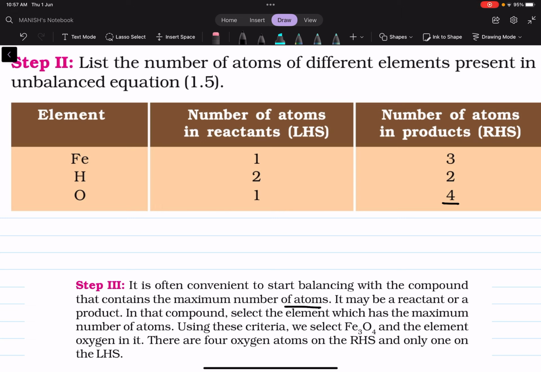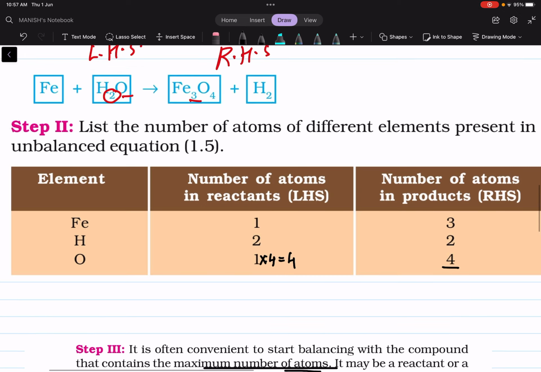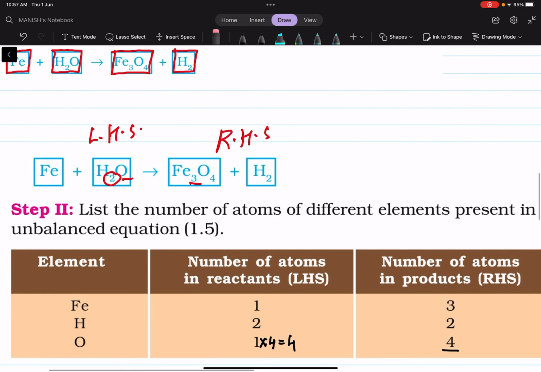This is step 3. Again, I'm saying that we do not need to keep these steps in our mind. It is just for understanding purpose. So what we can do, we can multiply the number of oxygen atoms by 4 to make it equal, right? So what I do, I write 4 here.